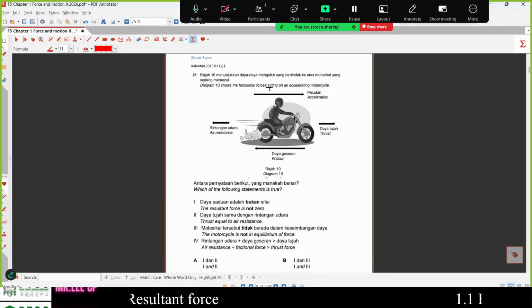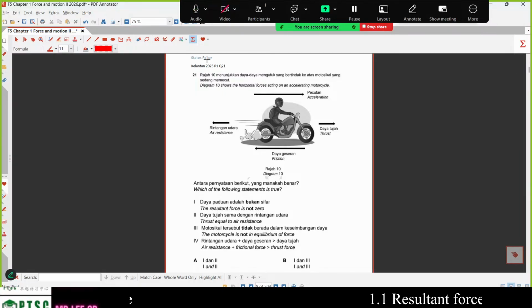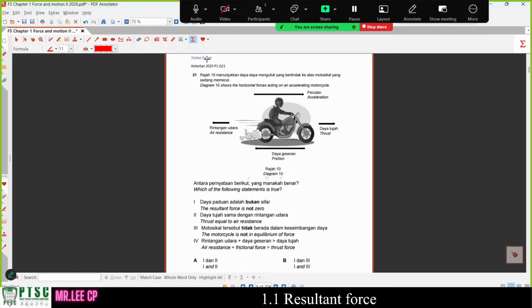Diagram 10 shows a horizontal force acting on the accelerating motorcycle. All these are past state papers, like Kelantan, Sarawak, Sabah, Melaka, KL, Perak, many. I just pick some only, not all, because there are too many.